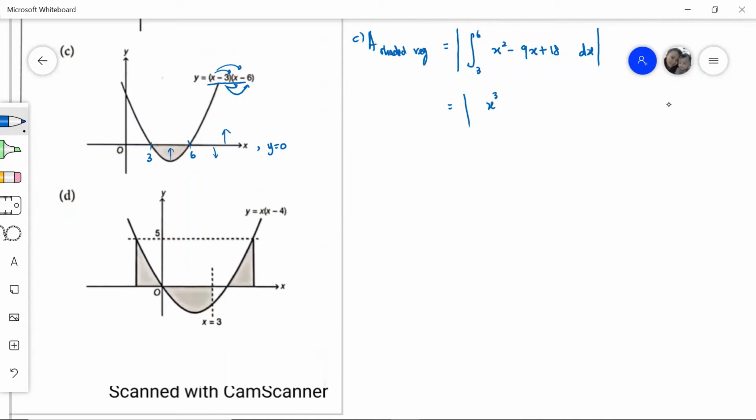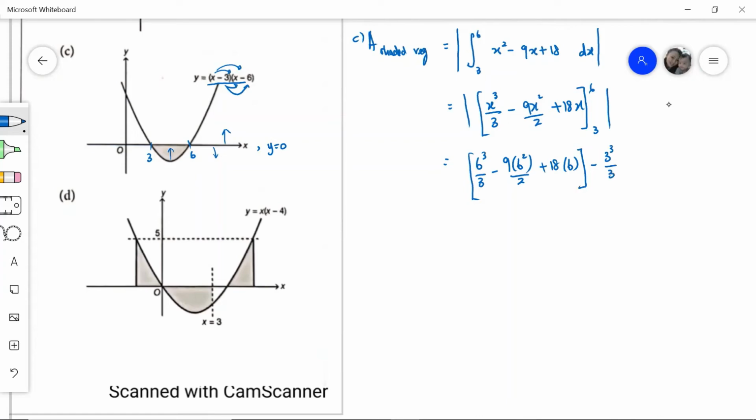So we have x cubed over 3 minus 9x squared over 2 plus 18x. We have to find between 3 to 6, and what is the value? So we have 6 to the power of 3 over 3 minus 9 times 6 squared over 2, plus 18 times 6. And from here, we have to minus 3 cubed over 3 minus 9 times 3 squared over 2, and then plus 18 times 3.